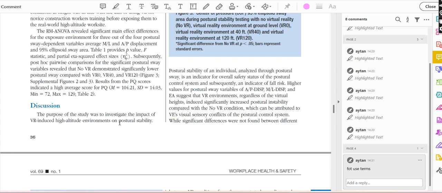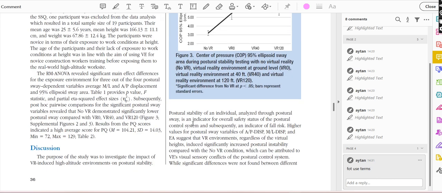The purpose of the study was to investigate the impact of VR-induced high-altitude environments on postural stability. Postural stability of an individual, analyzed through postural sway, is an indicator for overall safety status of the postural control system and subsequently, an indicator of fall risk. Higher values for postural sway variables of A/P disp, M/L disp, and EA suggest that VR environments, regardless of the virtual heights, induced significantly increased postural instability compared with the no VR condition, which can be attributed to VE's visual sensory conflicts of the postural control system, while significant differences were not found between different.